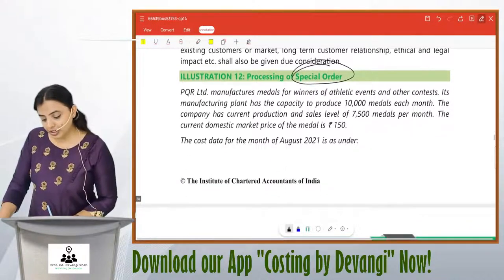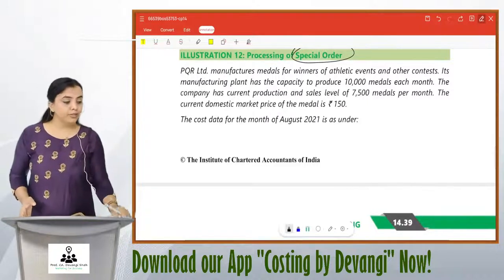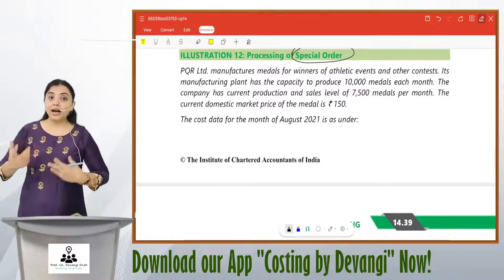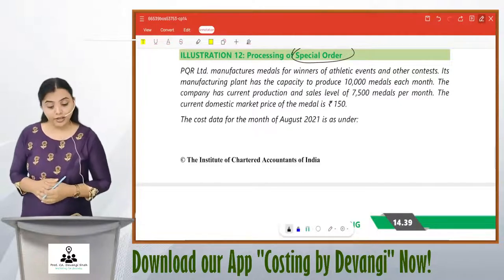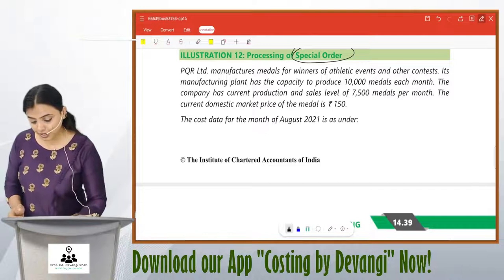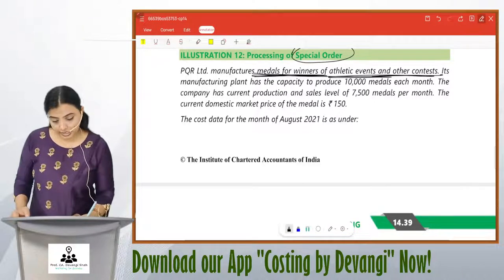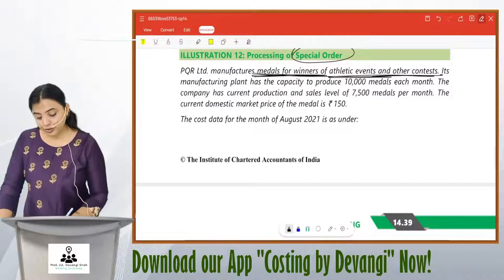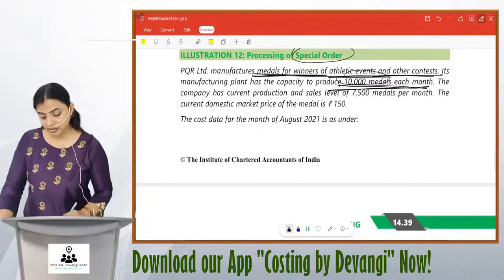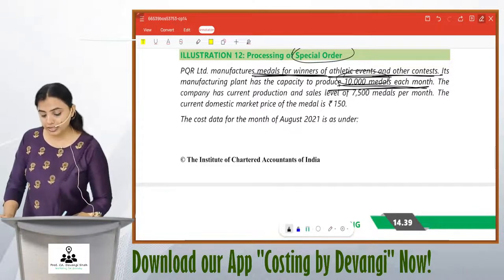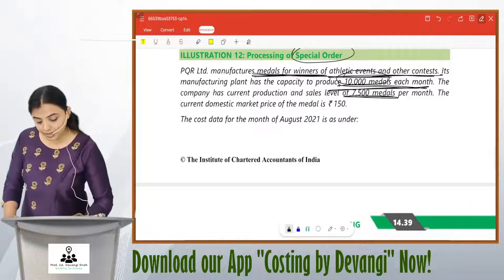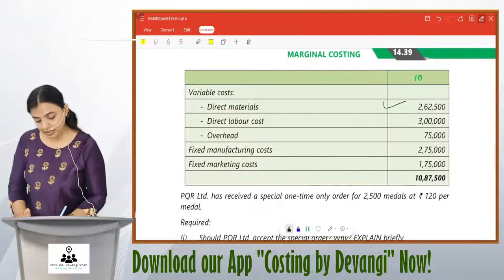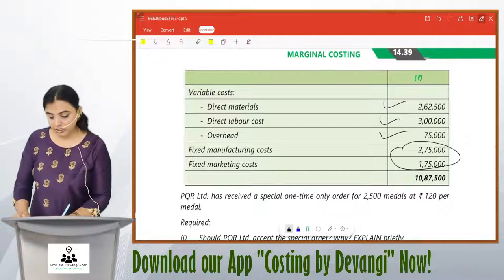Now, friends, let us go to illustration number 12, processing of special order. Here, when you process a special order, you need not do too many calculations. Rather, you have to use your brains more. Now, how will you think? That is what we have to see in illustration 12. PQR Limited manufactures medals for winners of athletic events and other contests. It has capacity to produce 10,000 medals each month. Capacity is 10,000. Remember this. The company has current production and sales of 7,500 medals per month. The current domestic market price is Rs. 150 per medal. And the cost data for August is given: material, labor cost, overheads cost, this is a fixed cost, and this is the total cost.